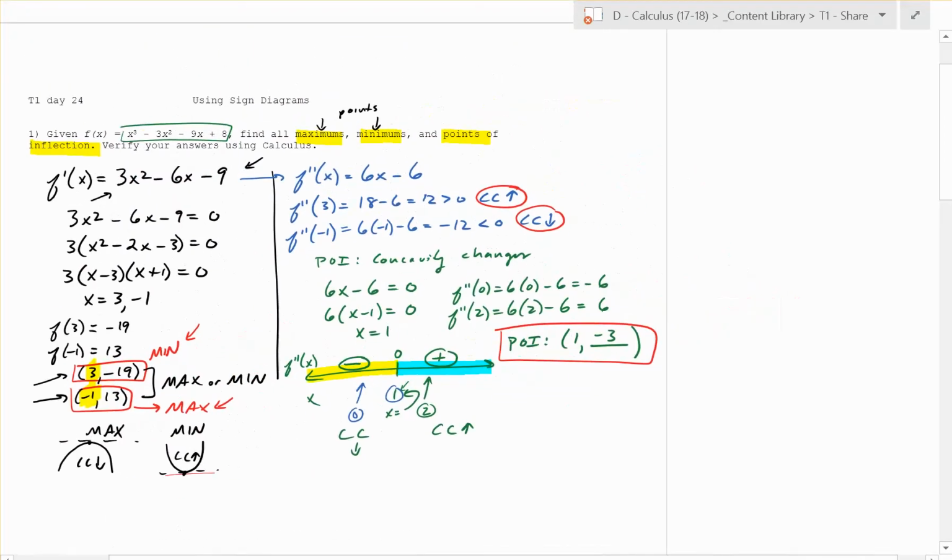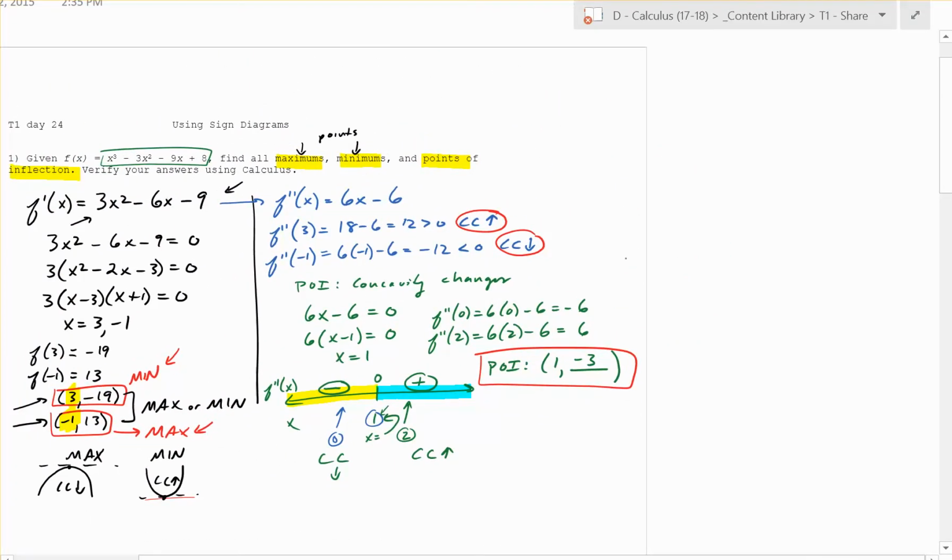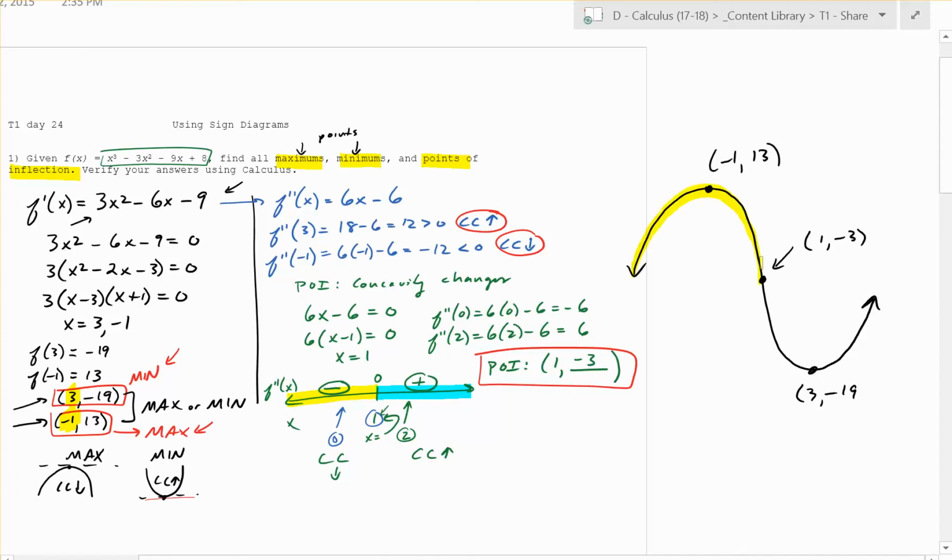All of this comes together if you wanted to sketch it roughly to look something like this. The function will be concave down and then concave up. And there's a maximum right here at (-3, 13). There's a minimum right here at (3, -19). And then there's a point of inflection where the concavity changes right there at (1, -3). It means that you have concave down from here to here, and then it changes to concave up right there. That's what we've figured out.